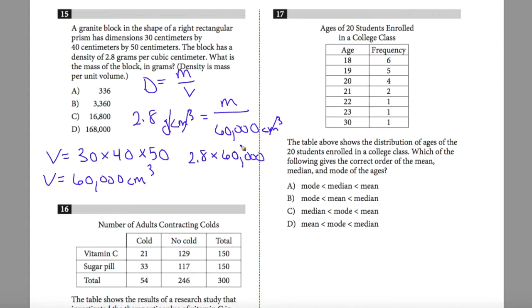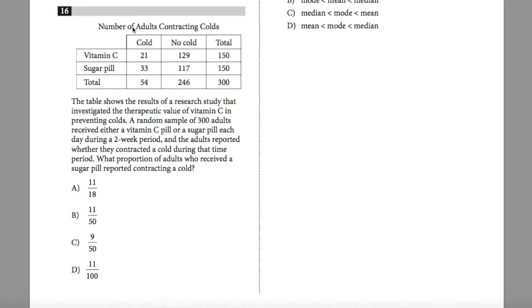And it should be a fairly high number, notice, because this is almost 3 times 60,000. So D will be my best answer for 168,000. So my mass will equal 168,000 grams. Question 16 states, number of adults contracting colds.